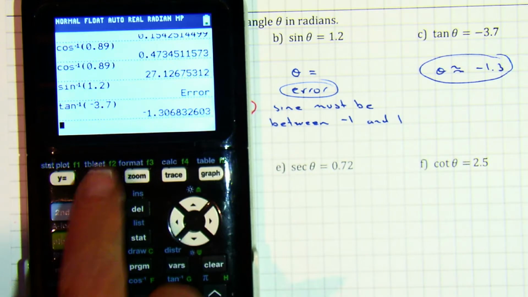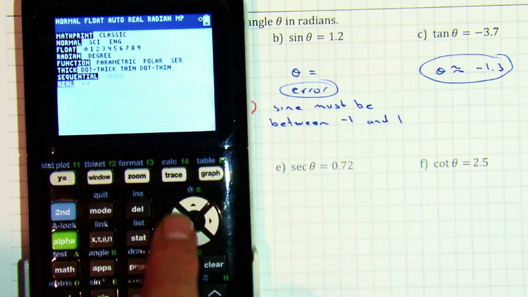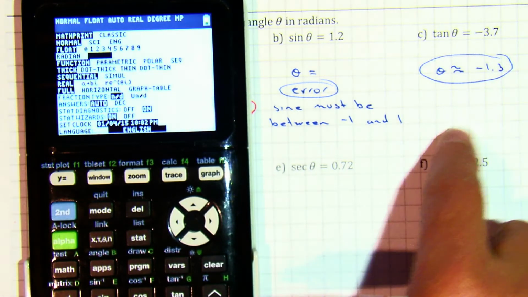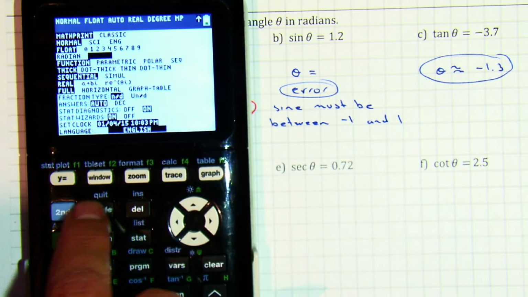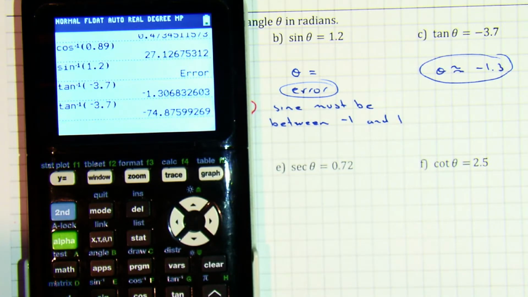And if I want it in degrees, I can go back into mode, degrees. Remember, it's negative 1.3, so it should be close to 90 degrees. Do you agree? So it's negative 74 degrees. Not as close as I thought.